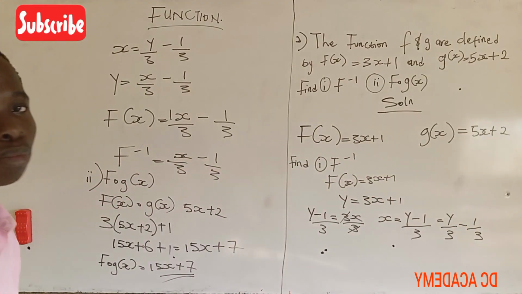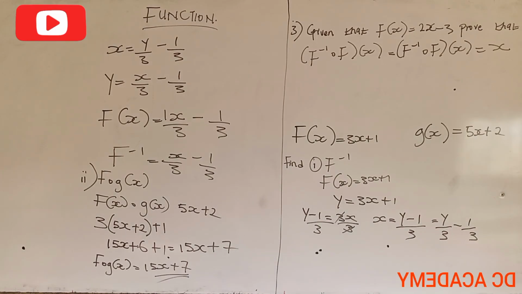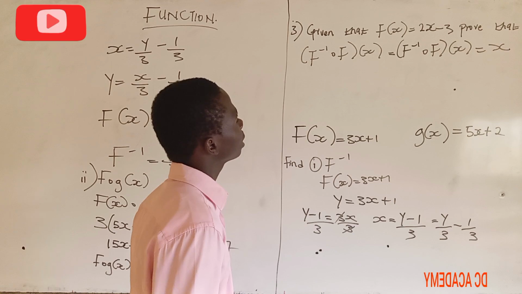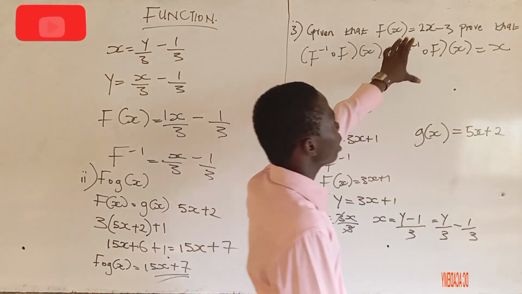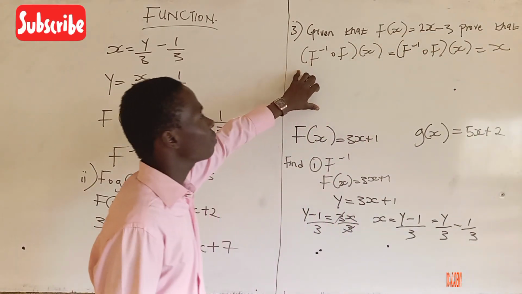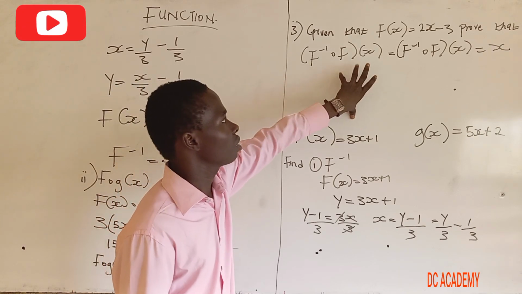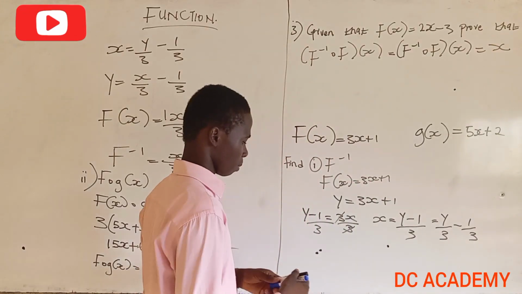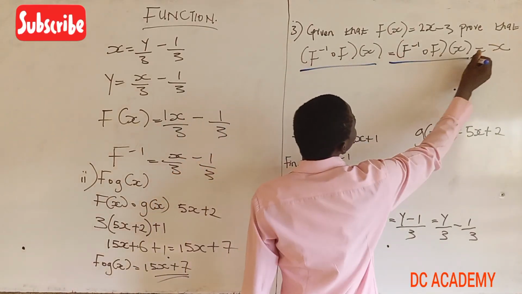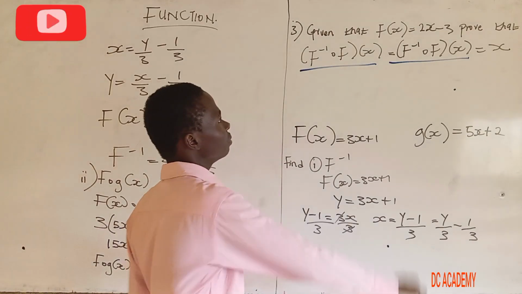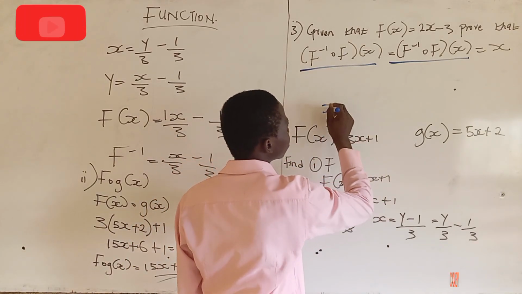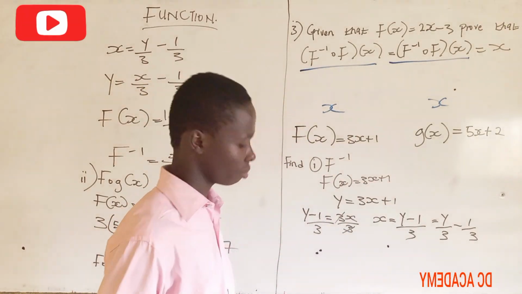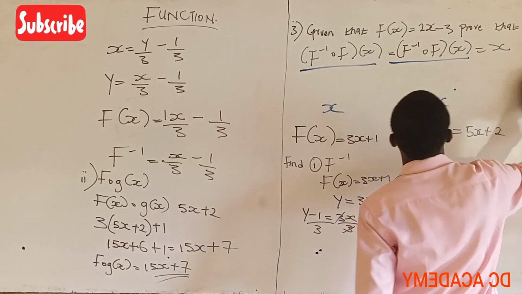Now, let's put out one more example. So this is the next example, example 3. Given that f of x is equal to 2x minus 3, prove that the inverse of f dot f of x is equal to x. So you observe this and this are the same thing. So if this is equal to x, this is equal to x because they are the same. You understand it now.